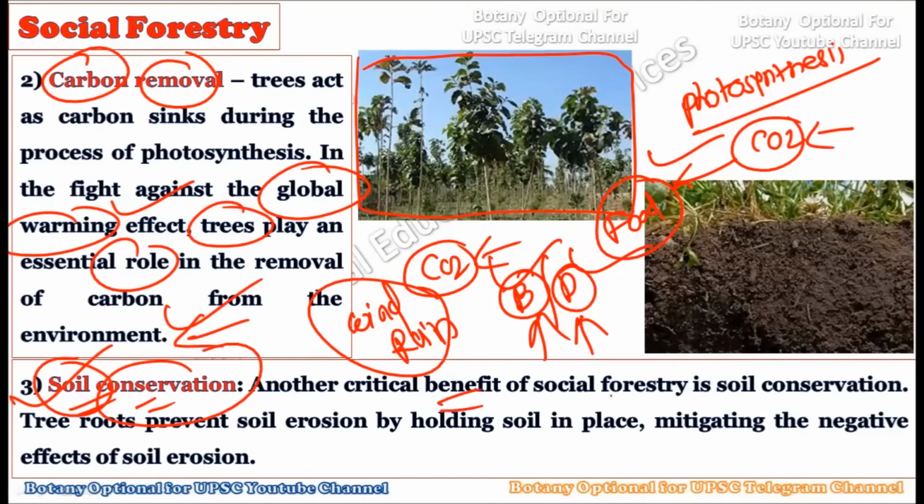Okay, and that is why the critical benefit of social forestry is soil conservation, because the trees planted in social forestry have roots that prevent soil erosion by holding the soil in one place. These roots will hold the soil so tightly that it will not move due to the effect of the wind or the rain, and hence mitigate the negative effect of soil erosion. So this is the third benefit of social forestry: it will conserve the soil.